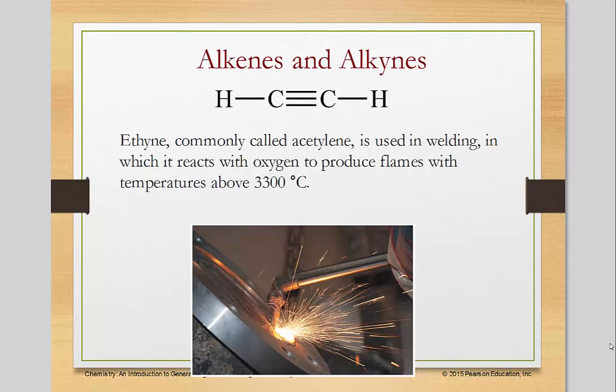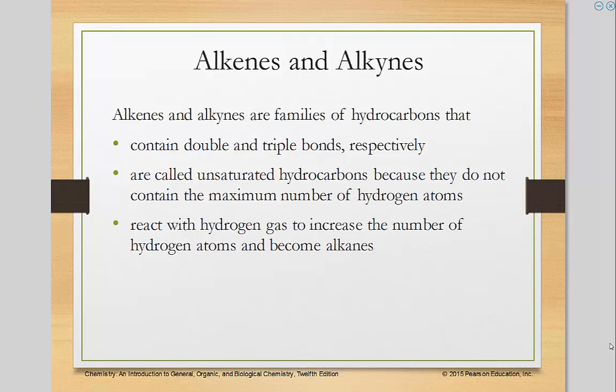In this tutorial, we will be discussing alkenes and alkynes. Alkenes and alkynes are families of hydrocarbons, so they contain hydrogen and carbon in them. However, instead of all single bonds like alkanes, these have double and triple bonds. Alkenes have double bonds, alkynes have triple bonds.